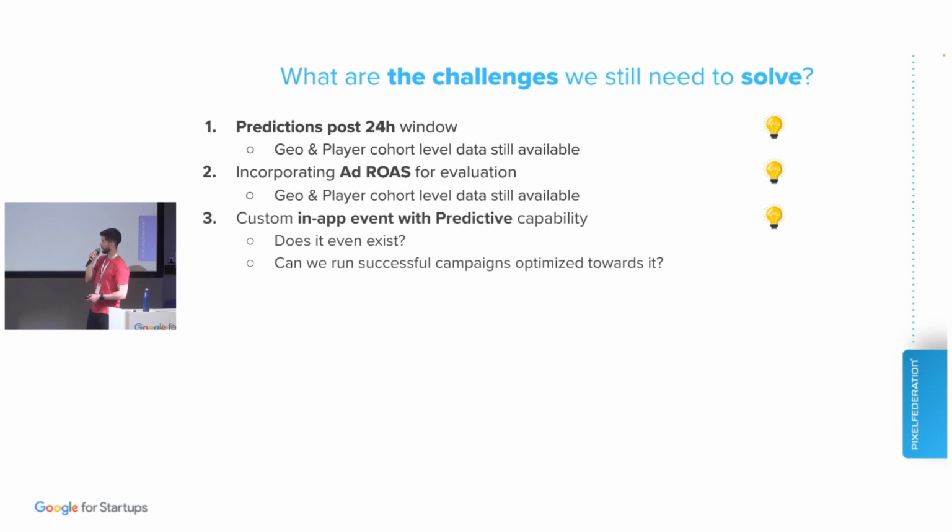Then, can we use some in-app event with predictive capability? And what I mean by that is, is there an event or combination of events or actions within the game that correlates with conversion to payer later? Does it even exist? And if it exists, if we use that for optimization purposes, will it improve the campaigns? Because we couldn't figure it out yet. First the event and then optimization as well.